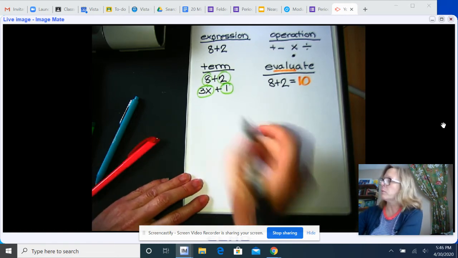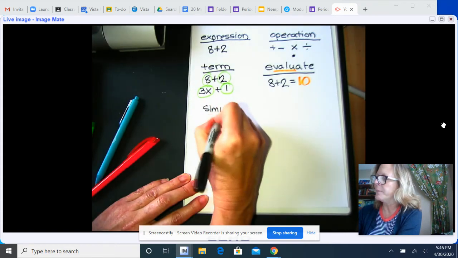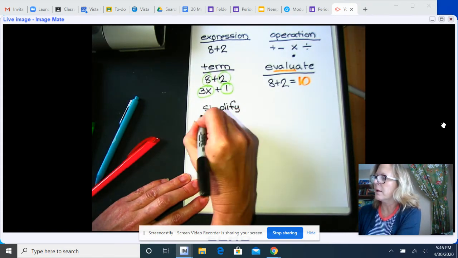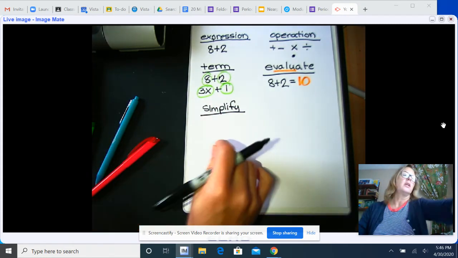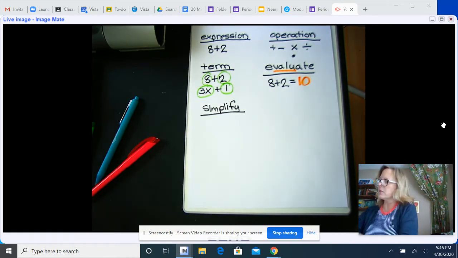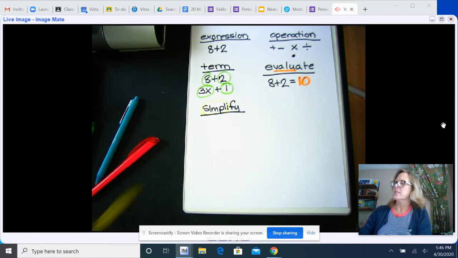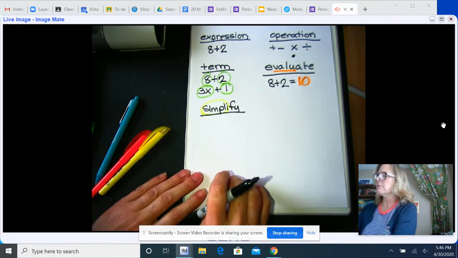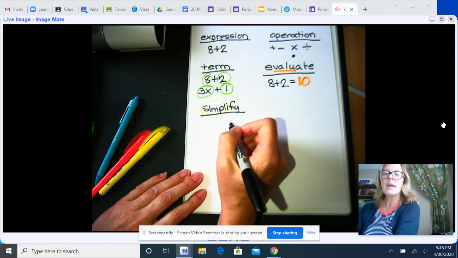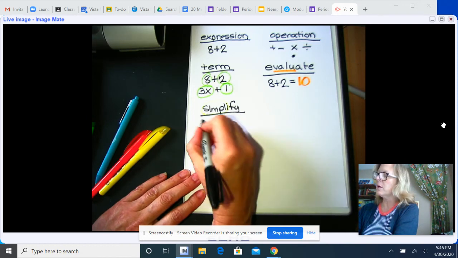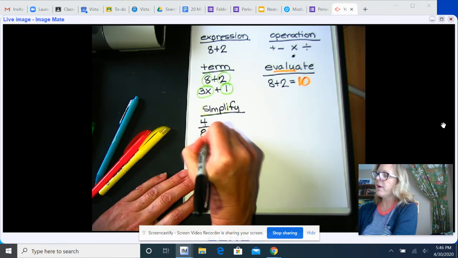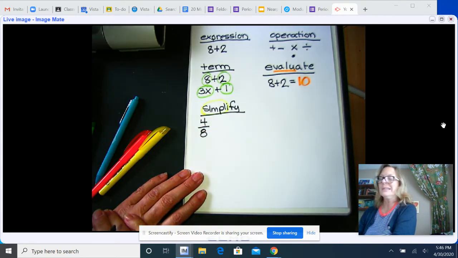And the last one, simplify. Here again, you can see that there's another word tucked in here, and it's simple. It's not spelled right, but that's okay. We can still recognize it. And simplify means to make something more simple. So if you have a fraction that looks like this, guess what? It's not as simple as it can be.